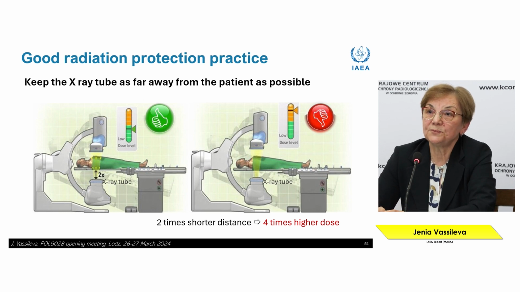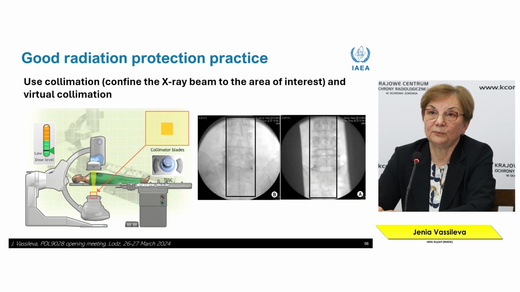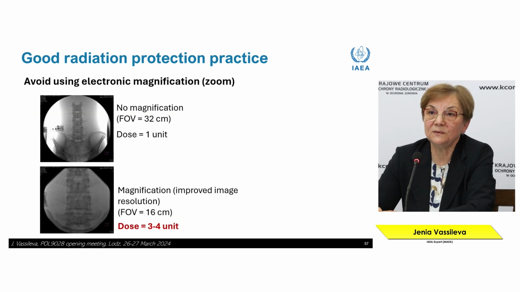So the X-ray tube should be as far from the patient's body as possible, and the image intensifier or flat panel should be as close to the patient's body as possible. This is the second point I just said: image receptor close to the patient body. This is good practice. Use of collimation, I mentioned this as a feature, but this feature should be used.